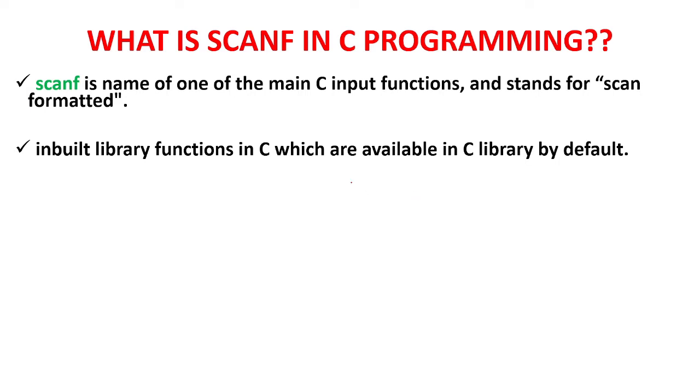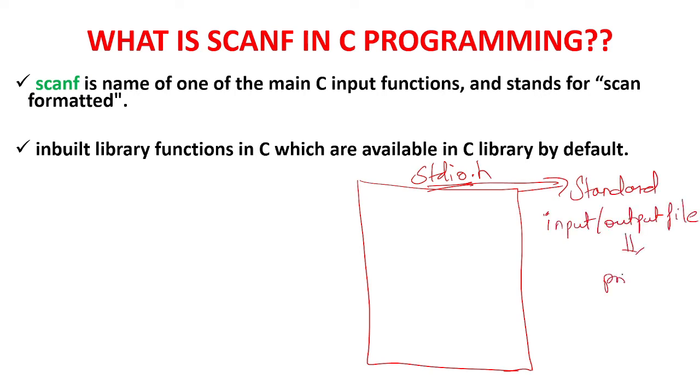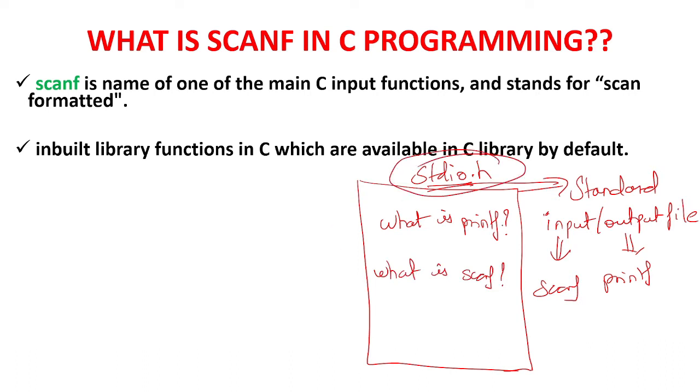You have a file inside the C compiler called stdio.h. Stdio stands for standard input output file. Output means printf and input means scanf. So what printf is and what scanf is are written inside this stdio.h file. Whenever you use printf and scanf statements in your program, you have to write on top hash include stdio.h, meaning you are including this file in your program.